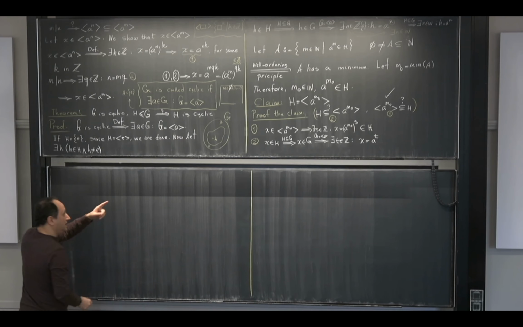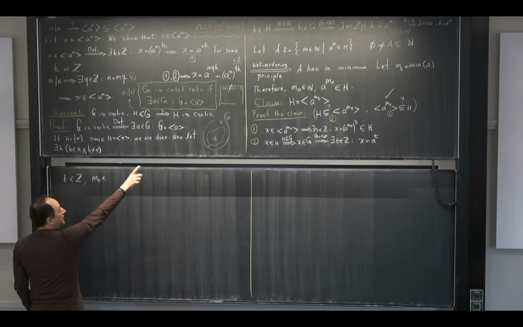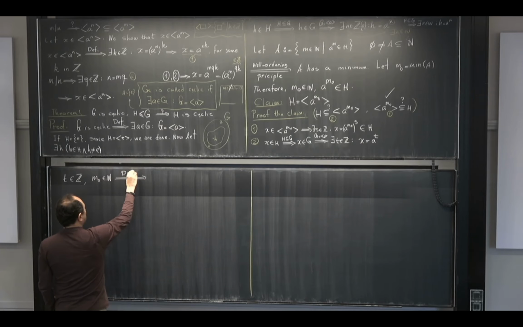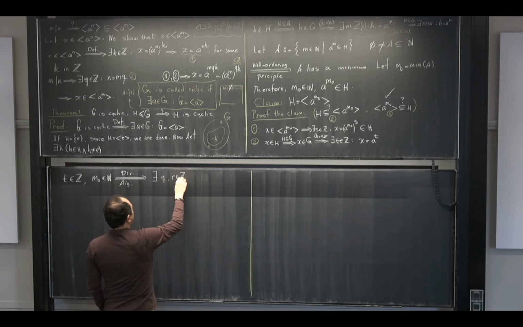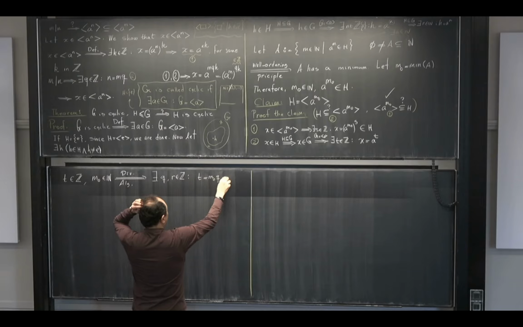So I would say that t belongs to Z, and m naught belongs to N up there. So by the division algorithm, I can conclude the existence. There are a lot of letters. So there exists a q, which I haven't used in this problem. So q and r in Z such that t is equal to m naught q plus r.